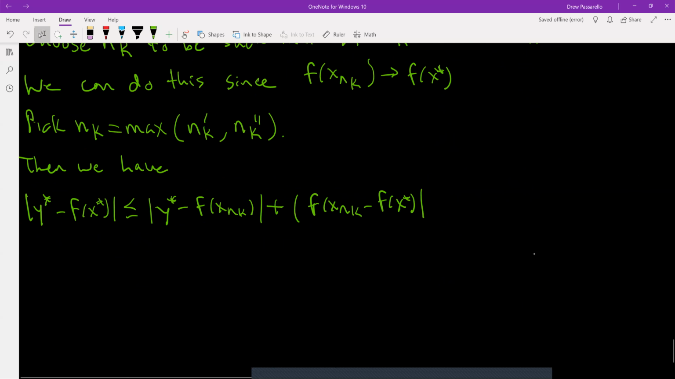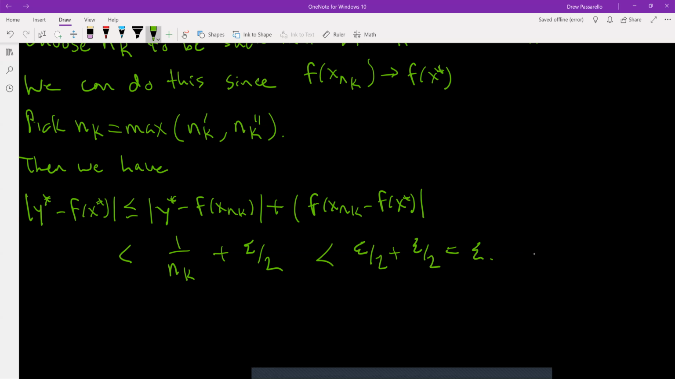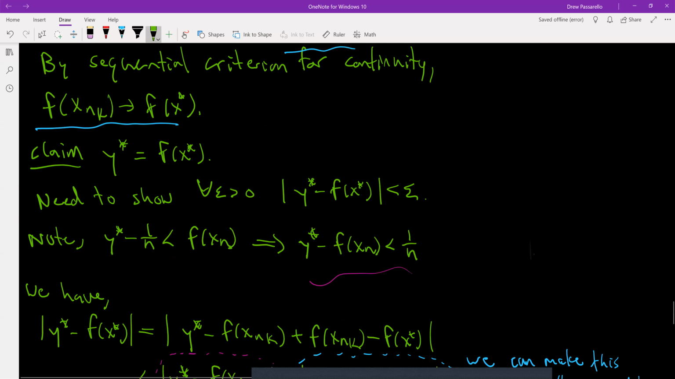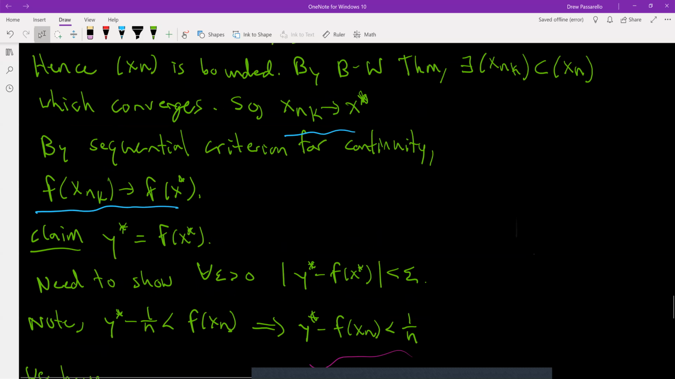And then this is going to be less than 1 over nk, and then plus this is less than epsilon over 2. And since 1 over nk is less than epsilon, then this is all going to be less than epsilon, or sorry, less than epsilon over 2. So less than epsilon over 2 plus epsilon over 2, which is equal to epsilon. Okay, so then therefore y star is equal to f of x star.